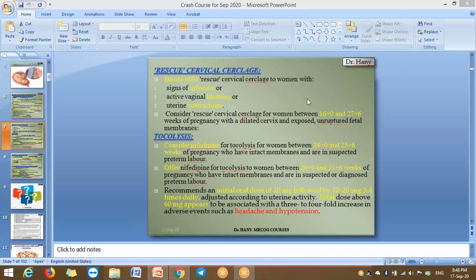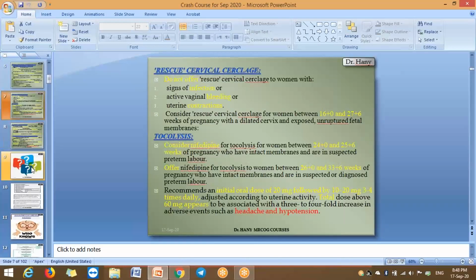Yes, yes, doctor. This is all the tricks of the preterm labor. Let's move to another exam trick.